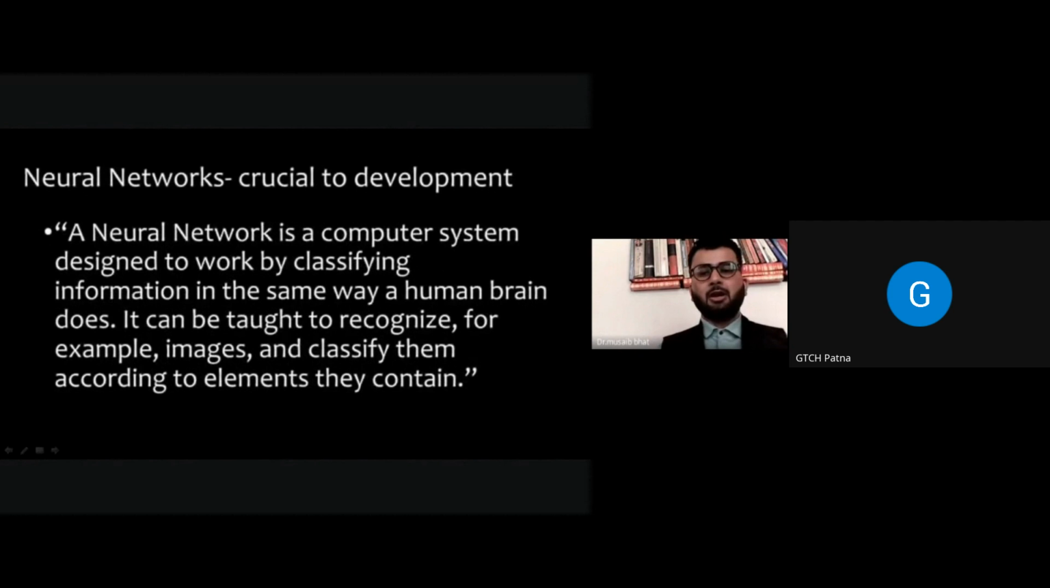Then we have neural networks, crucial to development. A neural network is a computer system designed to work by classifying information in the same way a human brain does.